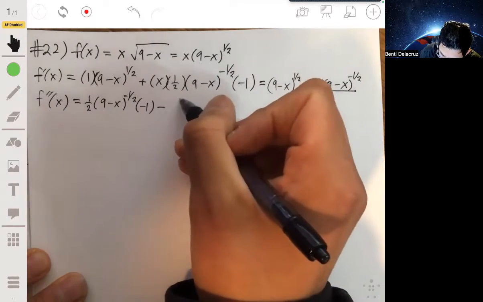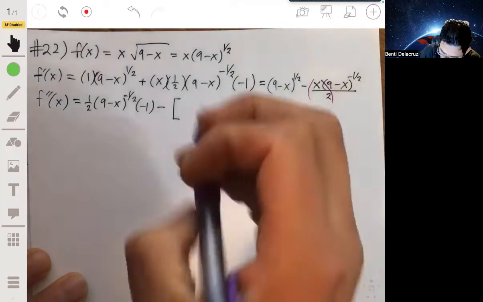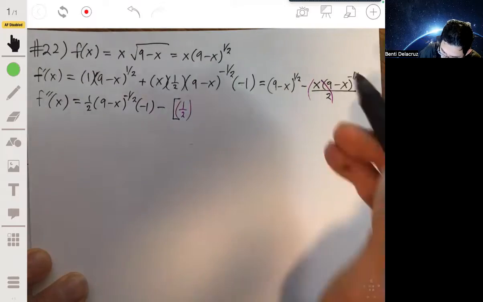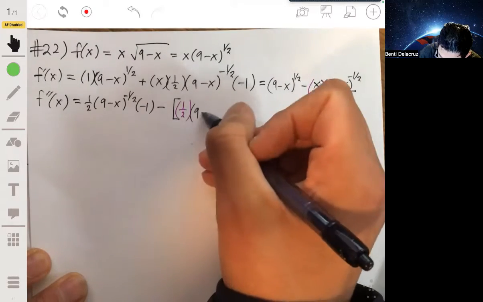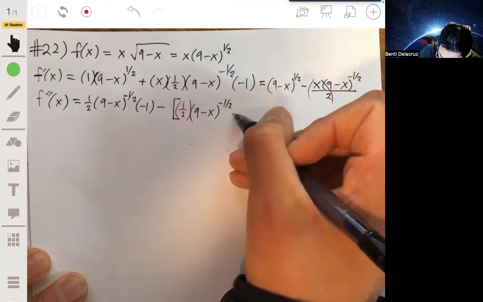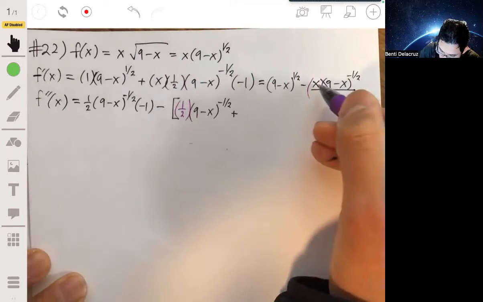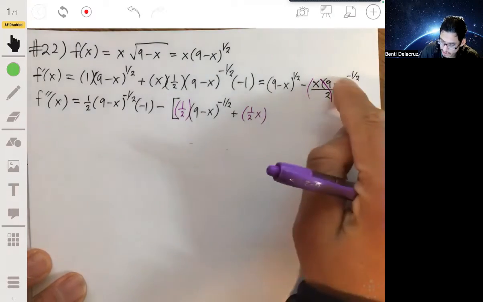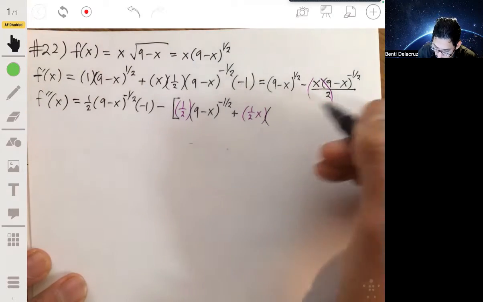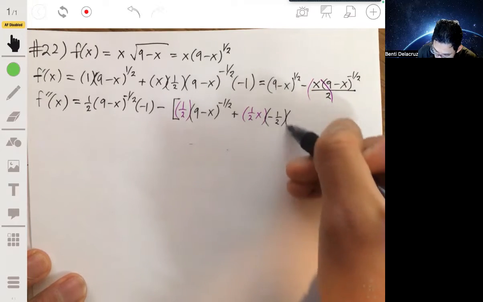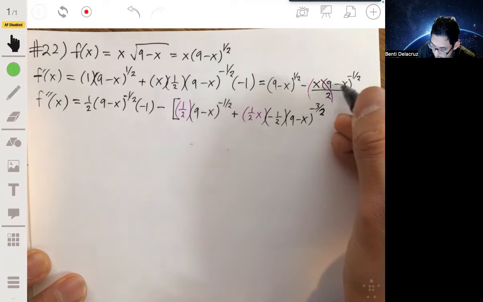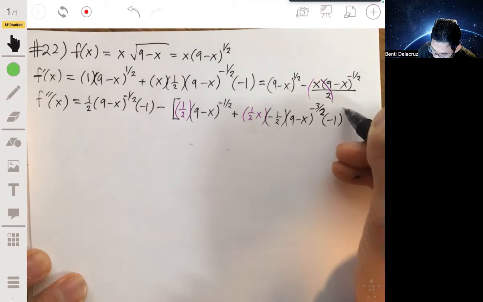So let's put that in brackets. So minus the derivative of 1/2 x. This will just be 1/2. Keep the second group as is, so times (9 minus x) to the negative 1/2, plus keep the x over 2 as is. So plus a 1/2 x times the derivative of (9 minus x) to the negative 1/2. So using power rule, it'll be negative 1/2 times (9 minus x) to the negative 1/2 minus 1, so negative 3/2, times the derivative of 9 minus x, which would be times the negative 1.